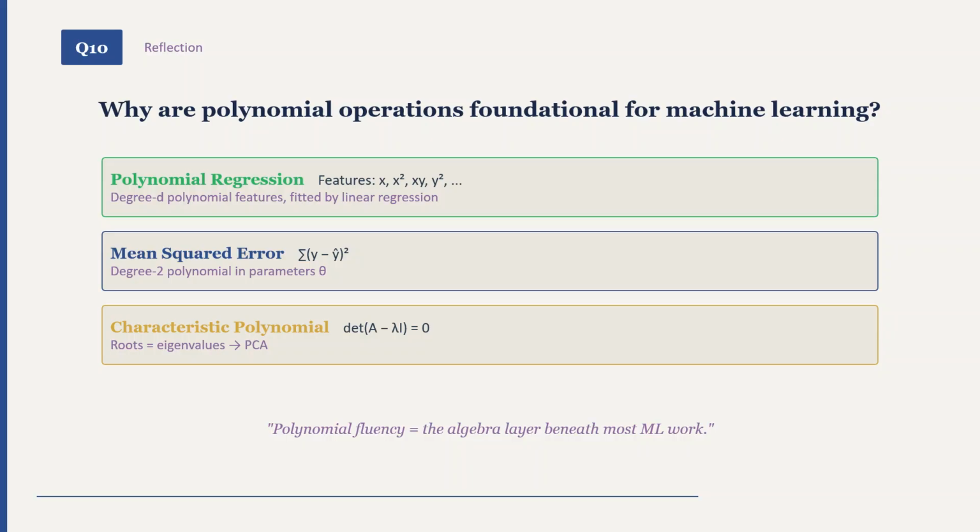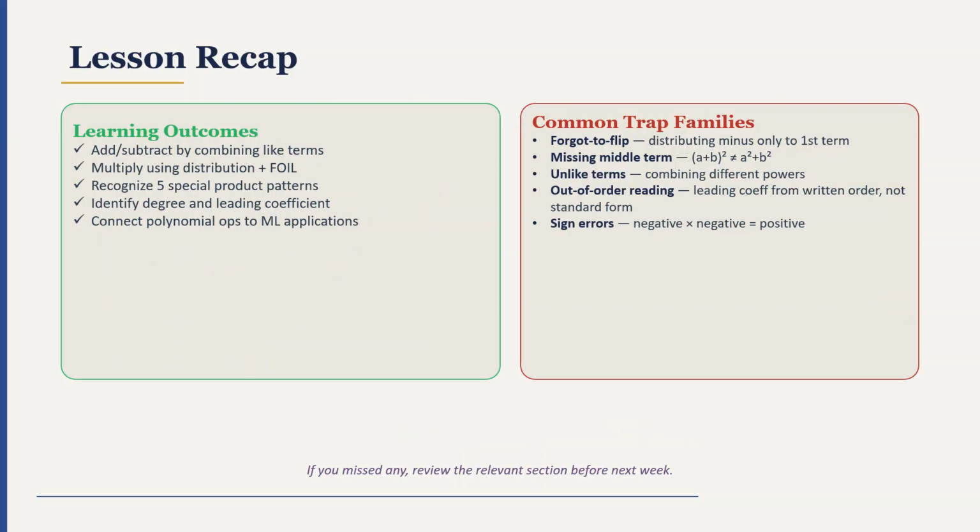Here are the connections. Loss functions like mean squared error expand to polynomial expressions that you need to minimize. Polynomial features use polynomial multiplication to create new input columns like x squared, x cubed, and cross terms. Kernel methods in support vector machines use polynomial expansion to map data into higher dimensions without computing the full expansion directly. Every time a machine learning model says it is fitting a curve, it is performing polynomial operations under the hood. Let us recap what you learned today.